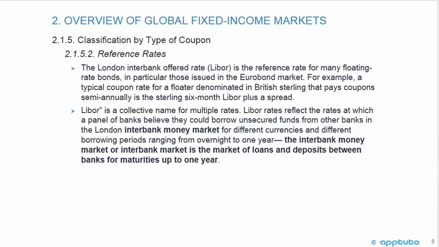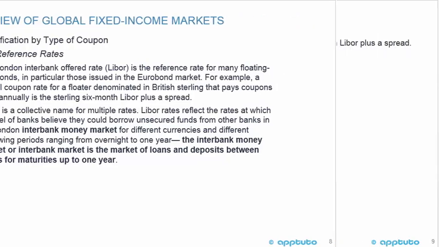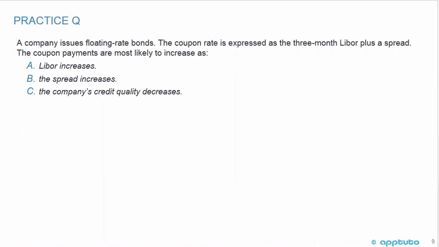LIBOR is a collective name for multiple rates. LIBOR rates reflect the rates at which a panel of banks believe they could borrow unsecured funds from other banks in the London interbank money market for different currencies and different borrowing periods ranging from overnight to 1 year. The interbank money market, or interbank market, is the market of loans and deposits between banks for maturities up to 1 year. So let's do a practice question to check our understanding.